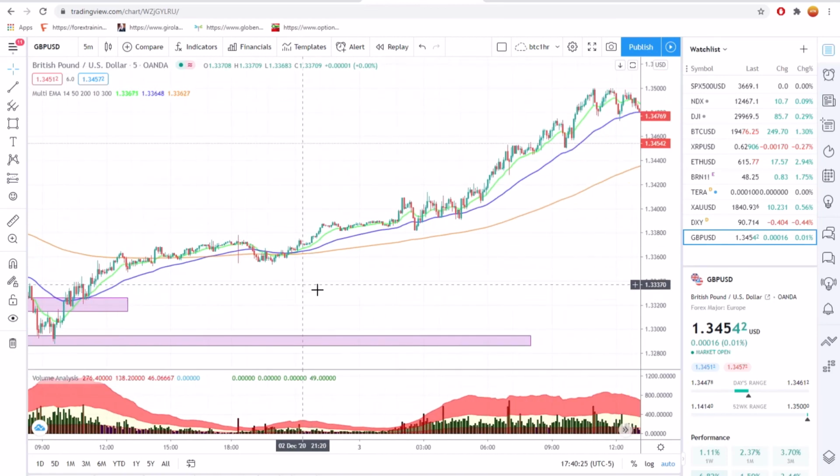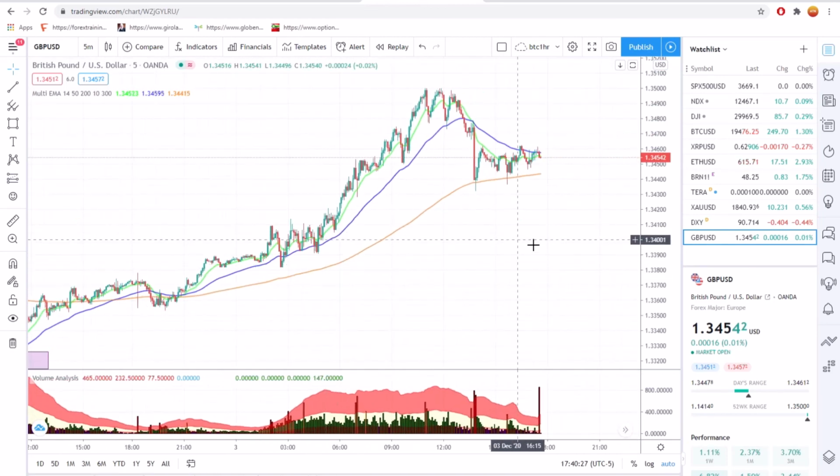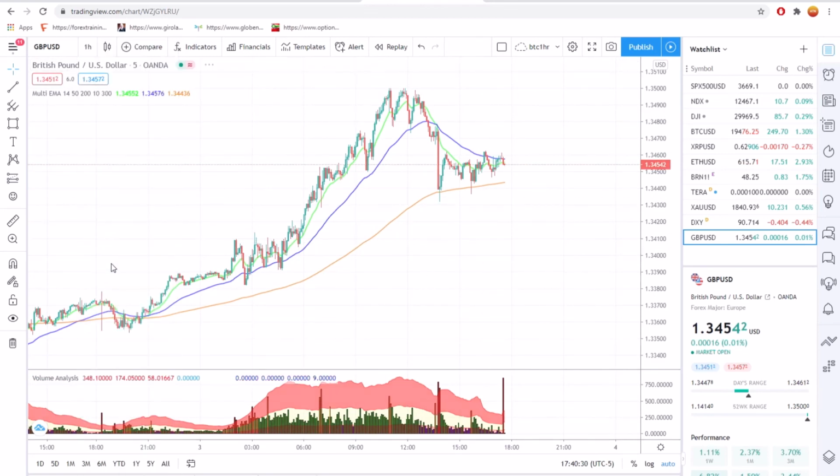And that is pretty much for GBPUSD. That is the way I trade.